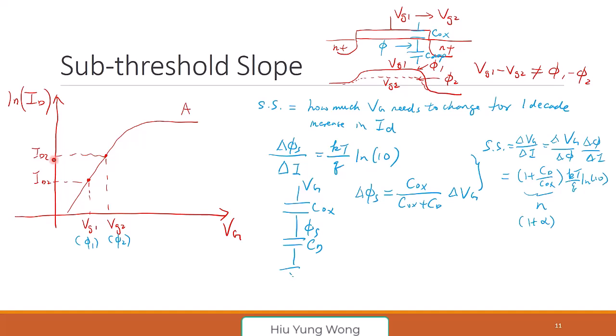Right, so this is another view of subthreshold slope. Any questions?